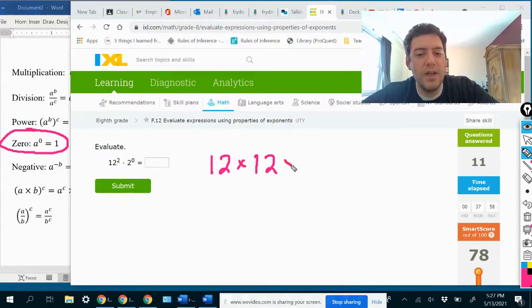Okay, and then we have times, right? The dot also means multiplication. So times 2 to the 0th power, which is just 1. Anything to the 0th power is just 1.